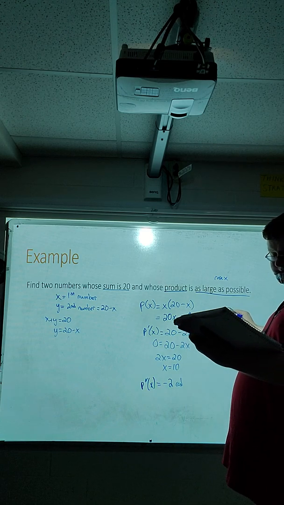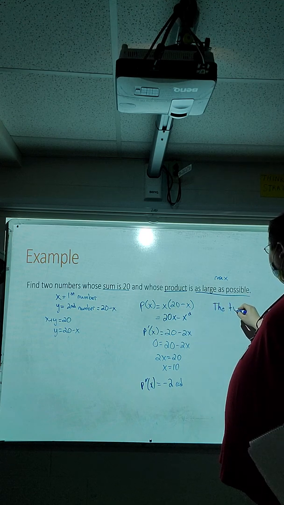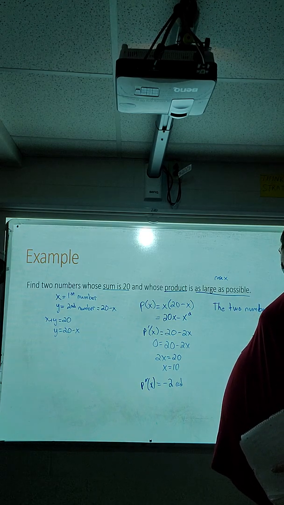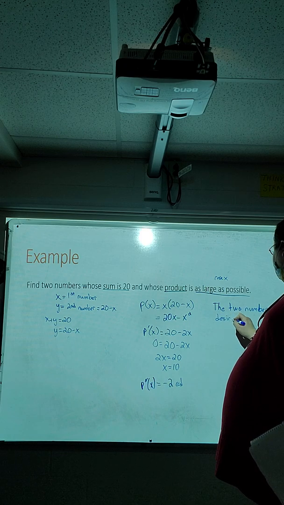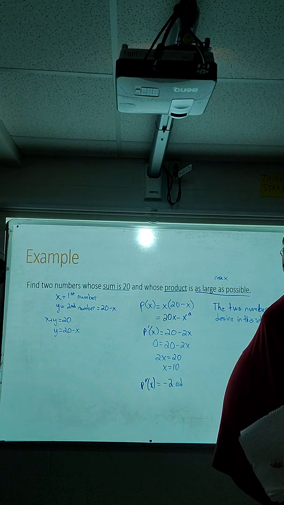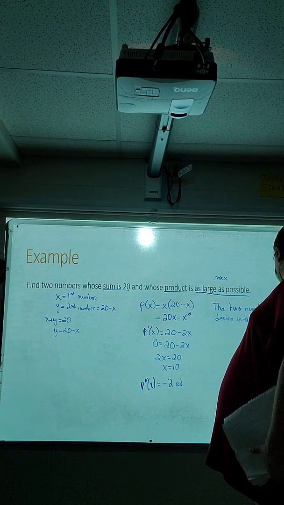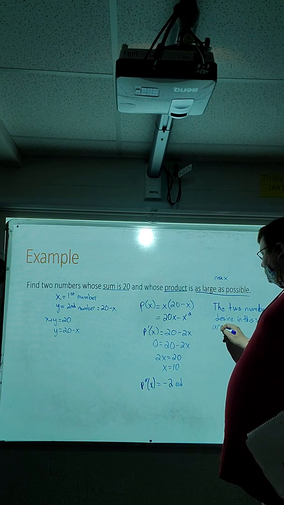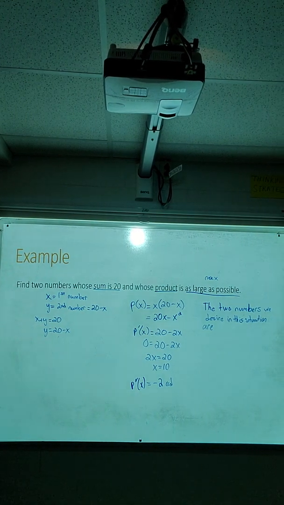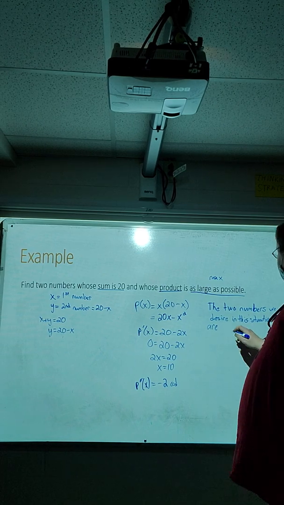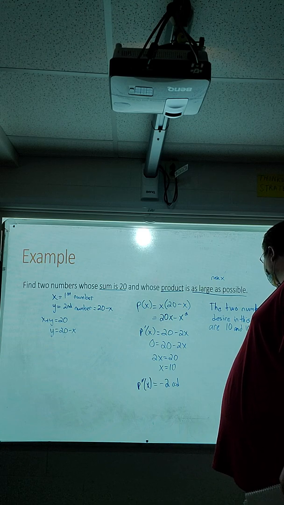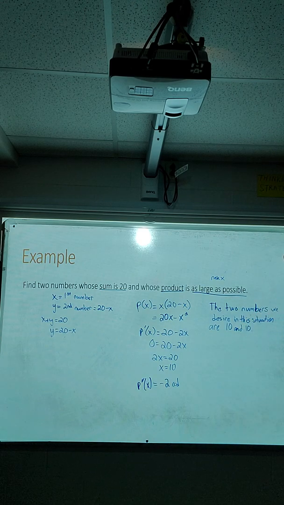So we do this in context. The two numbers we desire in this situation are 10, and if they're going to add up to 20, the other number will also be 10. So to maximize that product, I need to have 10 times 10.